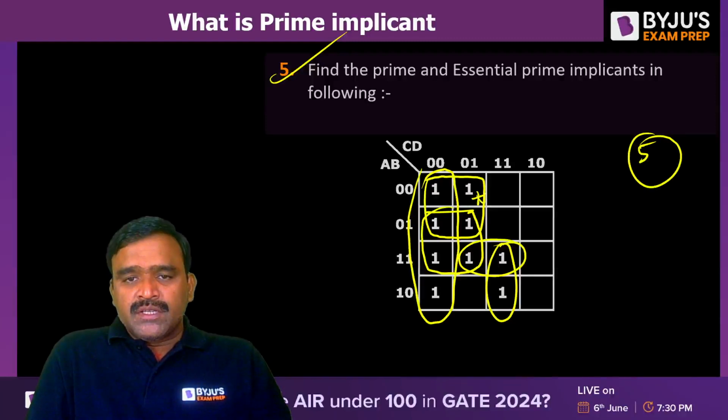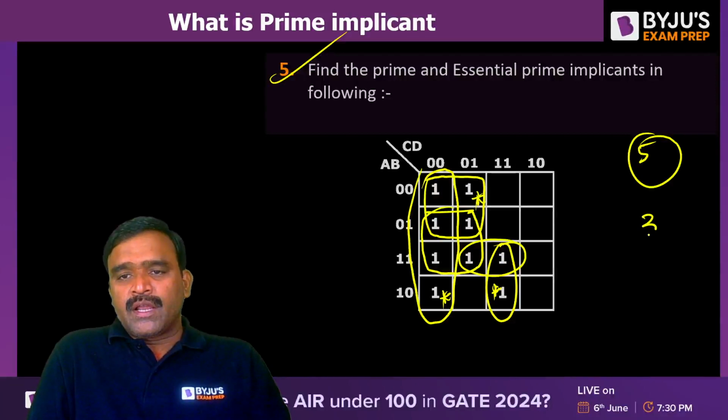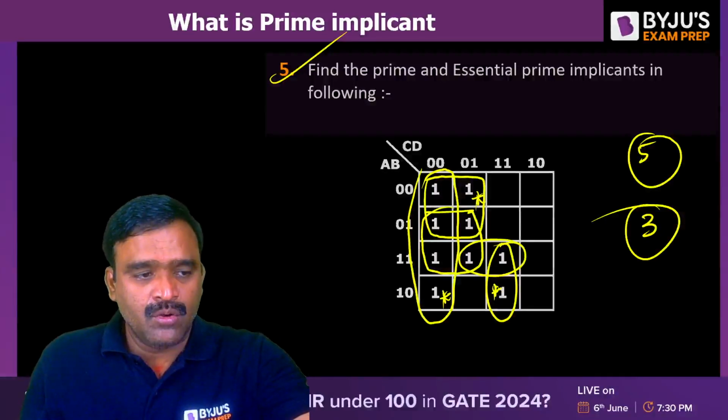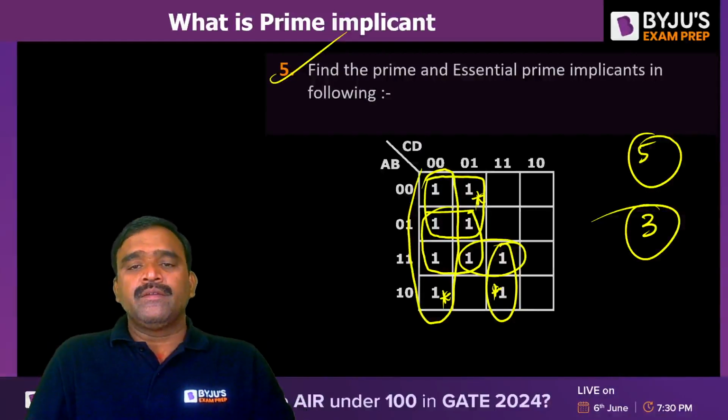Essential: this is one distinguished one, and this is one distinguished one, and this one is not a distinguished one, and this one is a distinguished one. So 3 of them are essential prime implicants. So like that we can find the prime implicants and essential prime implicants. I hope everybody understood clearly.